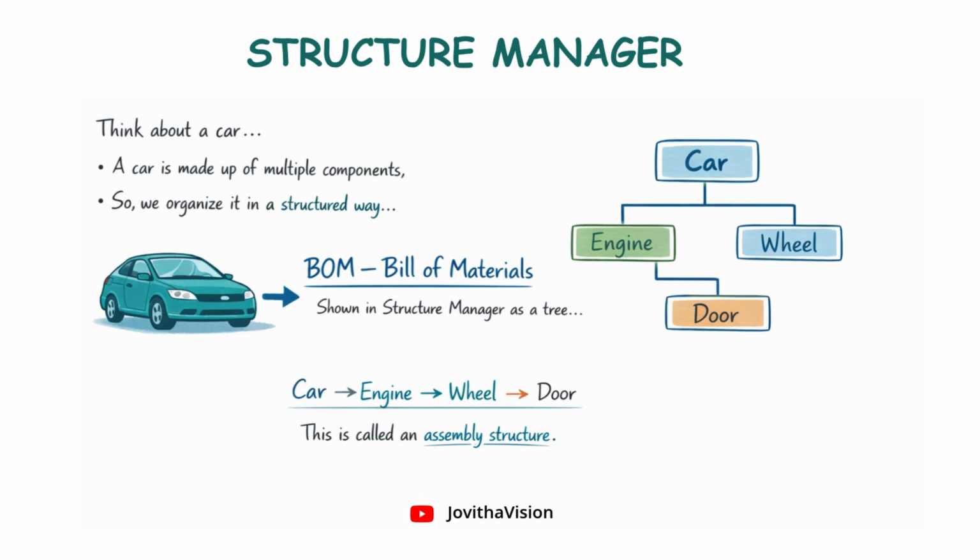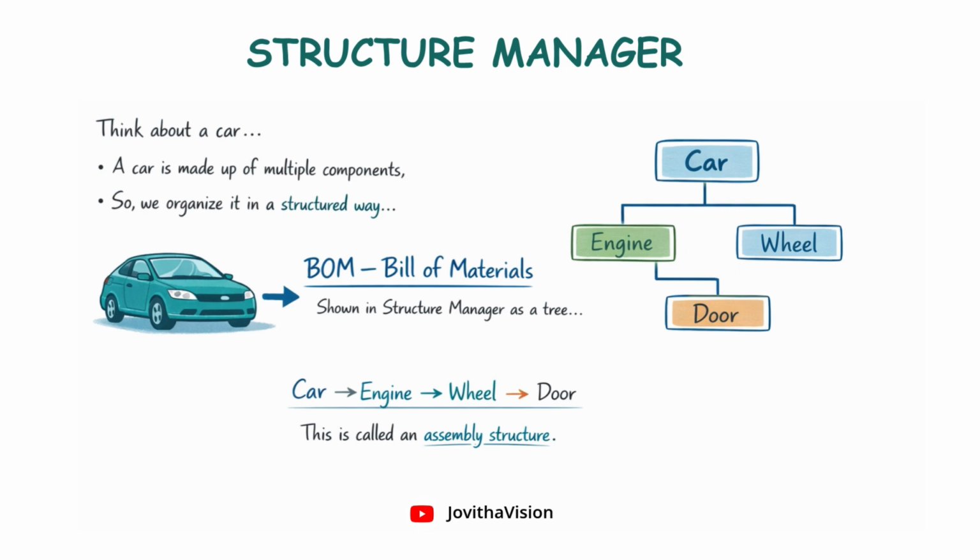Let me start with a simple example. Think about a car. A car is not a single object. It is made up of multiple components like engine, wheels, and doors. So instead of storing everything separately, we organize it in a structured way. That structured representation is called a BOM or Bill of Materials.